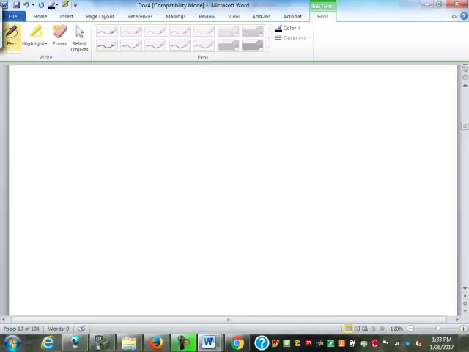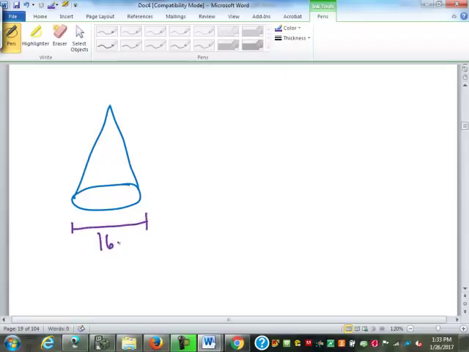Okay, so the next step I want to review is what happens when you have a cone or a pyramid. So let's say we've got a cone here that is 16 inches wide, 15 inches tall.